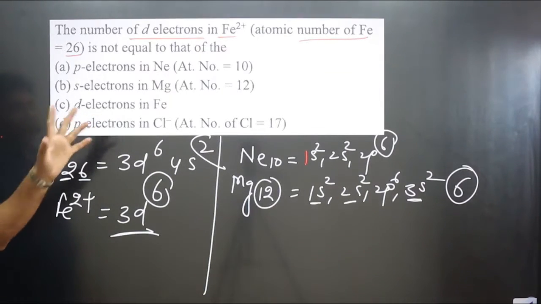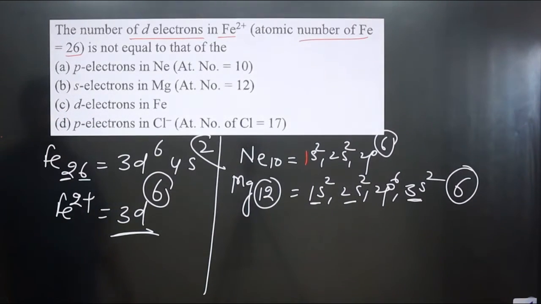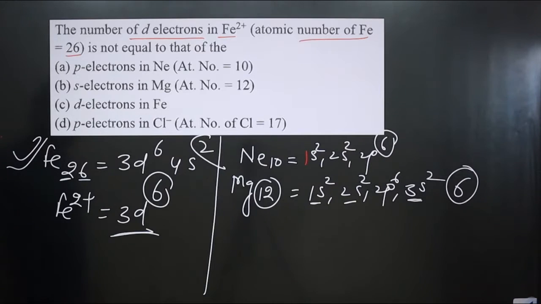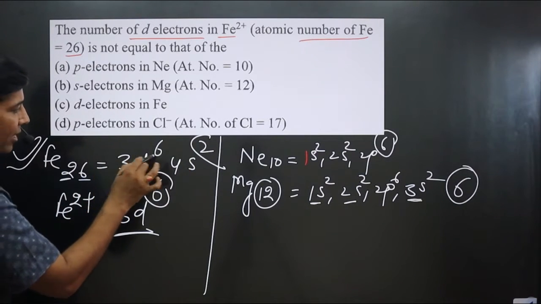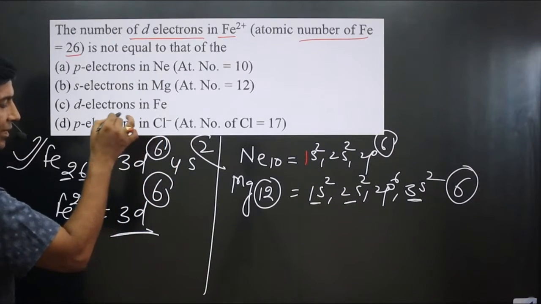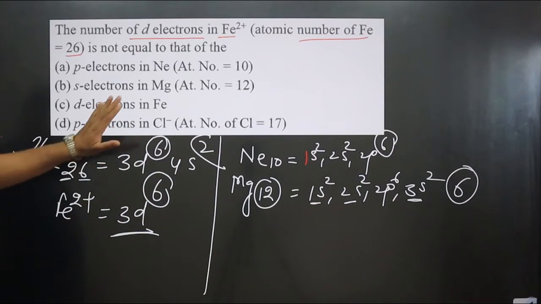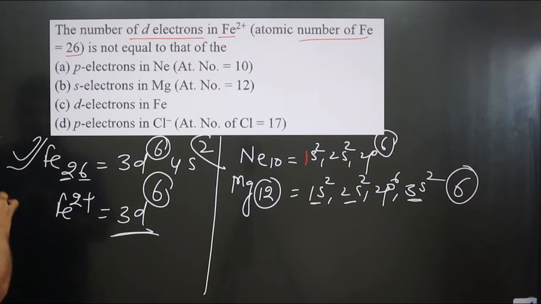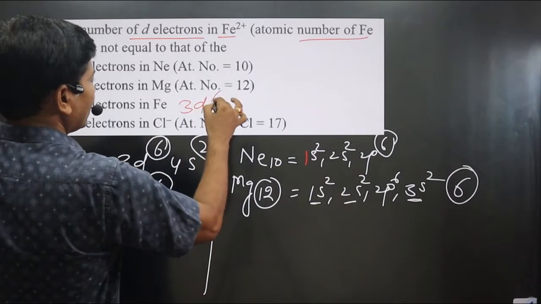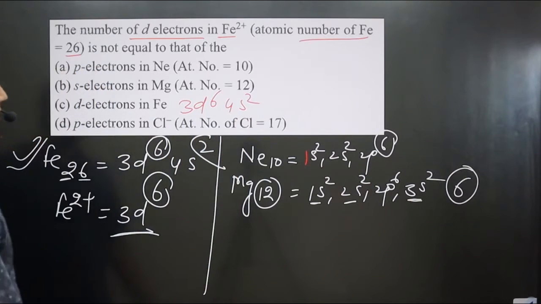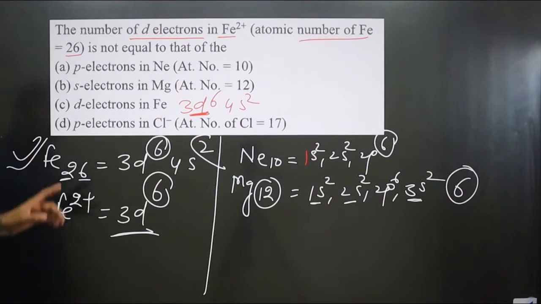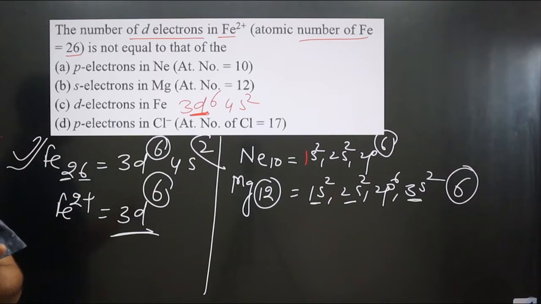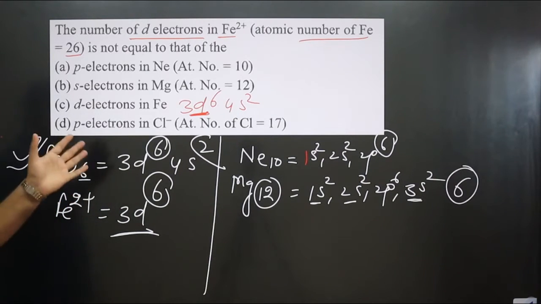Interesting. Then we have d electrons in Fe. In this case, even if it does not lose electrons, you can see the maximum number of electrons in d orbital is 6 only. It is also correct, because in this case we are getting 3d6 and 4s2. So you can see d electrons in Fe2+ are also equal to d electrons in Fe, same only. Then obviously option D is supposed to be correct. But how it is correct, we can justify.